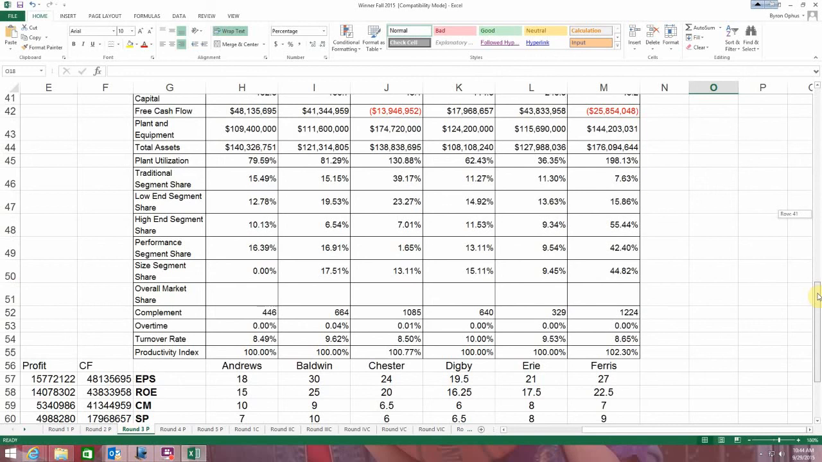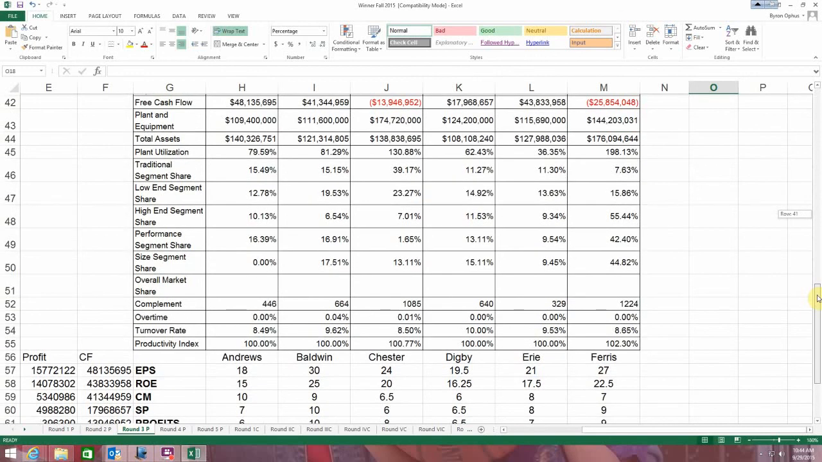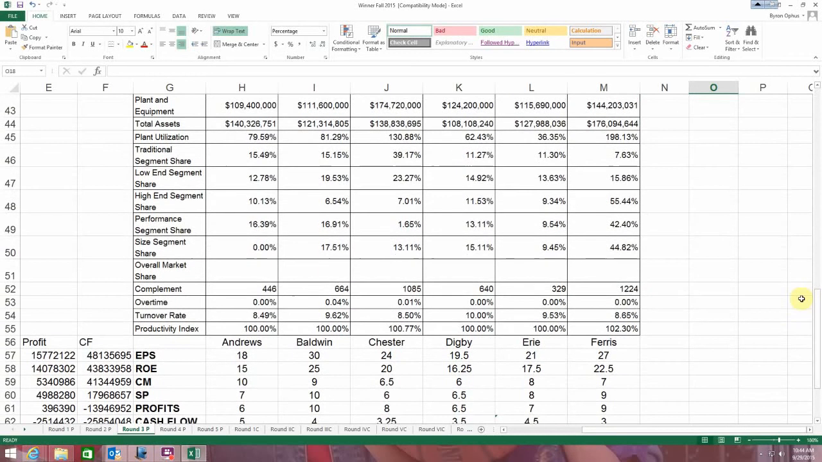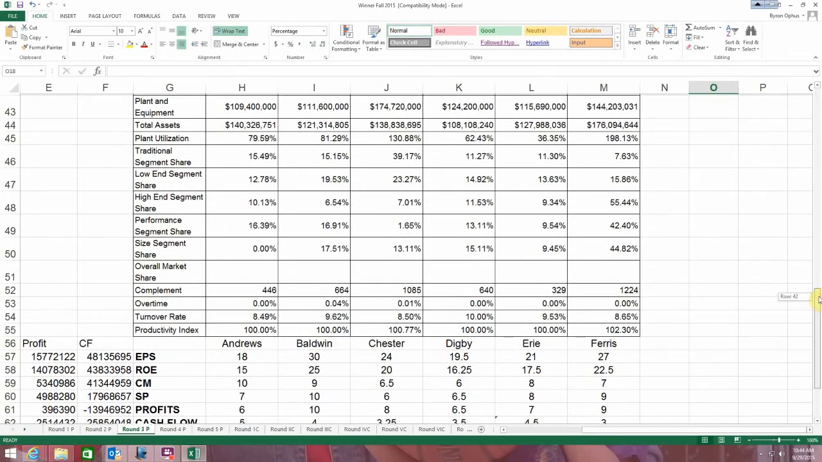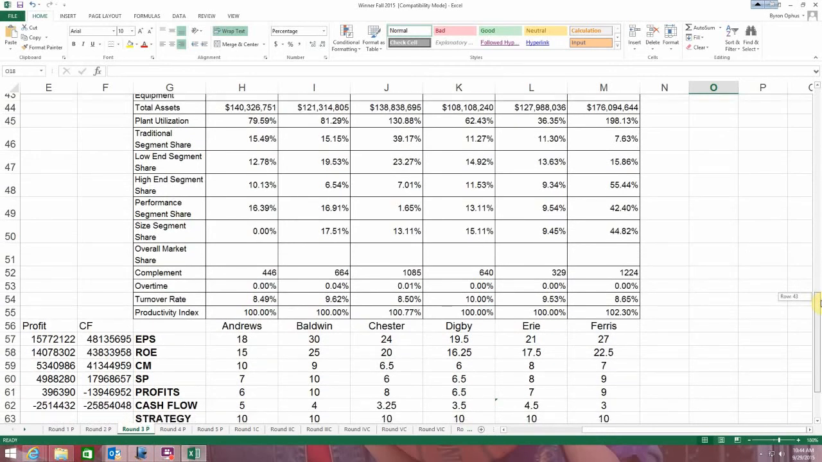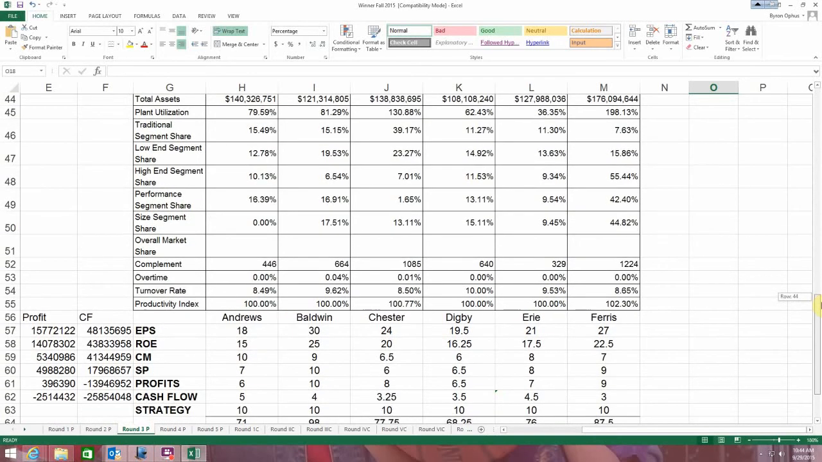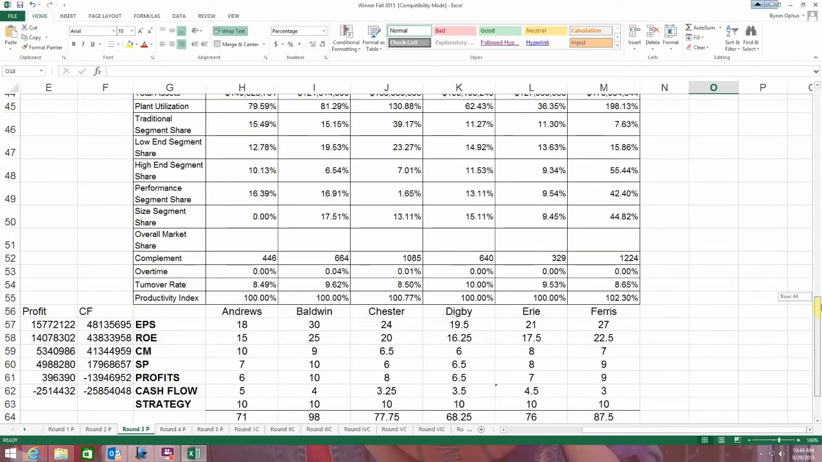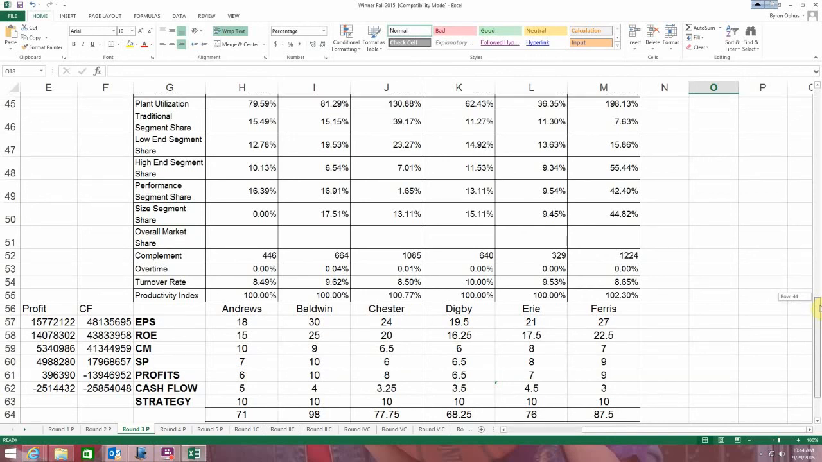Stock price, Baldwin had a huge increase in its stock price, not surprising. Ferris following on that, and then Erie and Andrews. Chester not so much. Profits, Team Baldwin had the biggest profits there. Again, it wasn't a huge amount, but it was impressive given that their sales level is so much lower. Cash flow, Team Andrews benefited the cash flow, so good job there. Strategy, no difference. So look at that, Baldwin, almost a clean sweep. They took a little hit for contribution margin, a little hit for cash flow, but otherwise they scored the highest in all of them.